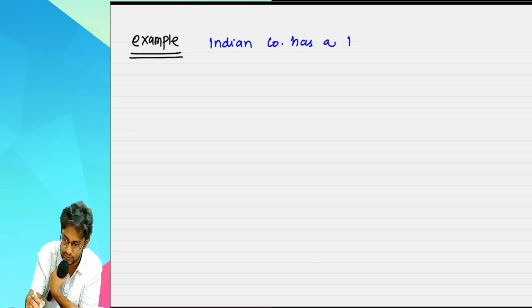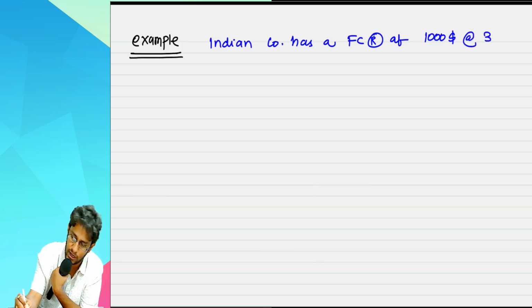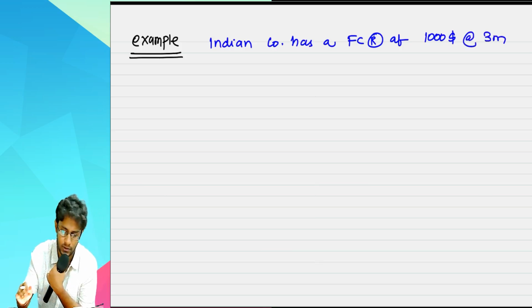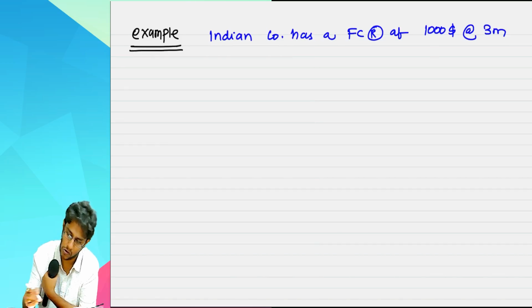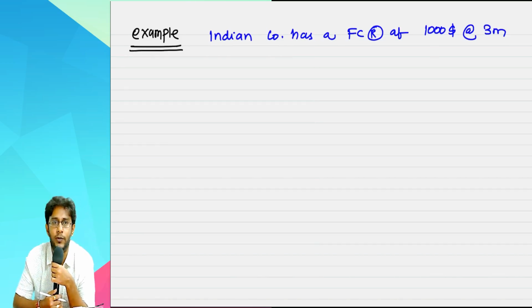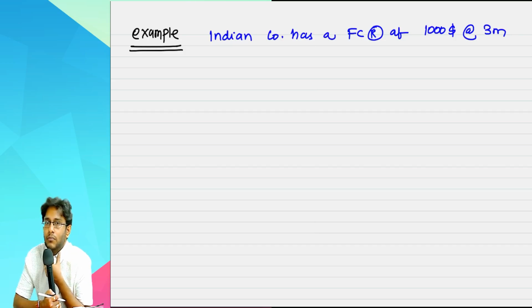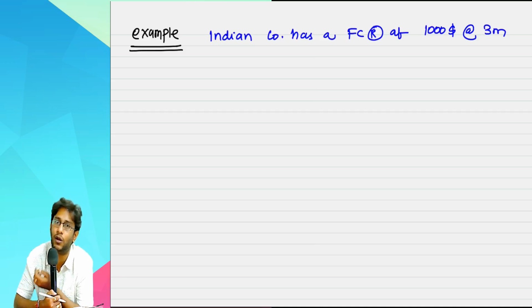An Indian company has an FC receivable of $1,000 at 3 months from today. So, FC receivable. Now you will peacefully think inside and tell me what the hedging routes are. You are going to receive dollars. The dollars you will sell to the bank, and from the bank you will receive rupees, or buy rupees. So in future you are selling dollar, you are buying rupee.